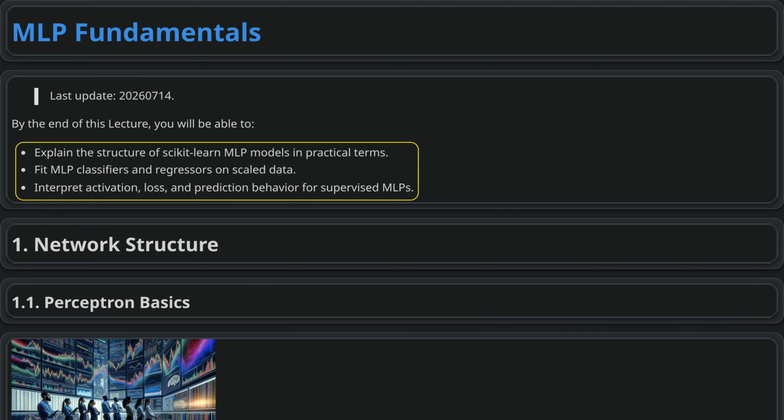By the end of this lecture, you will be able to explain the structure of Scikit-Learn MLP models in practical terms, fit MLP classifiers and regressors on scaled data, and interpret activation, loss, and prediction behavior for supervised MLPs.